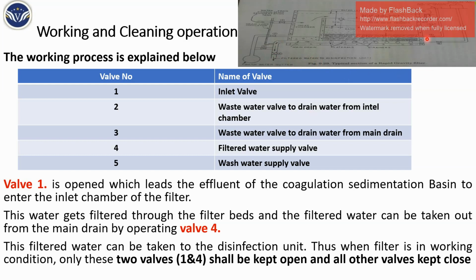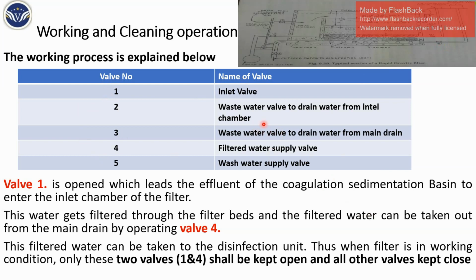The fifth valve is the wash water supply valve. And the sixth one is the compressed air valve itself. So remember these valves. They are very important to understand the cleaning process and how it works.